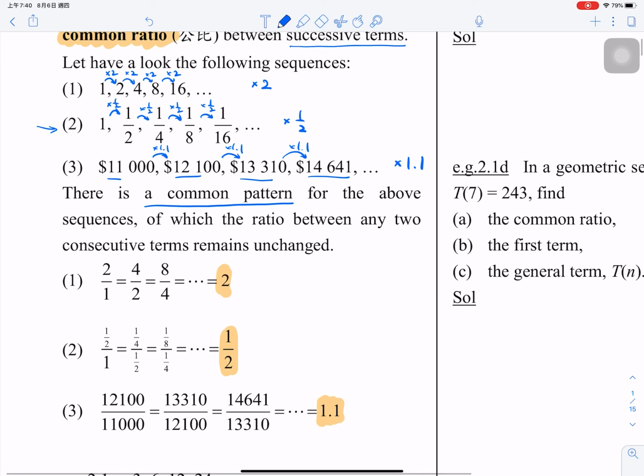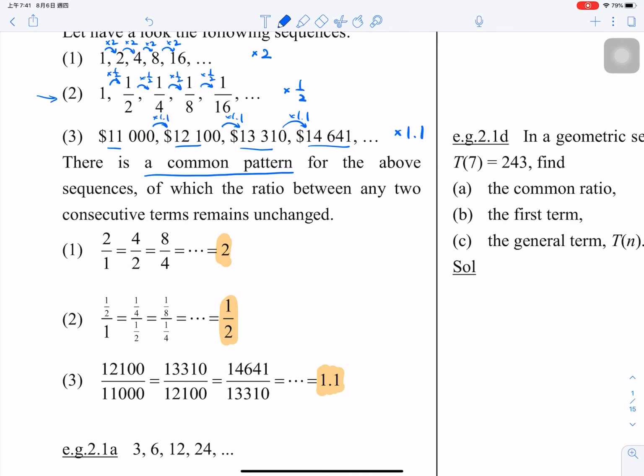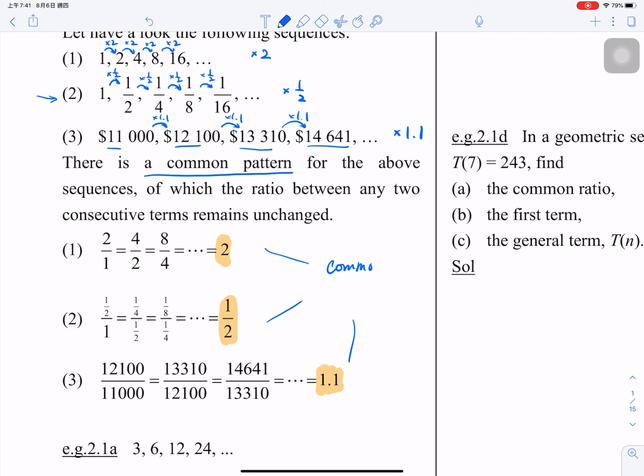Take the later one over the previous one. For example here, the fourth term over the third term, you get this value, and they all have the same value. We say that these are all the common ratios. The common ratio of the first sequence is 2. The common ratio of the second sequence is 1 over 2. The common ratio of the third sequence is 1.1.